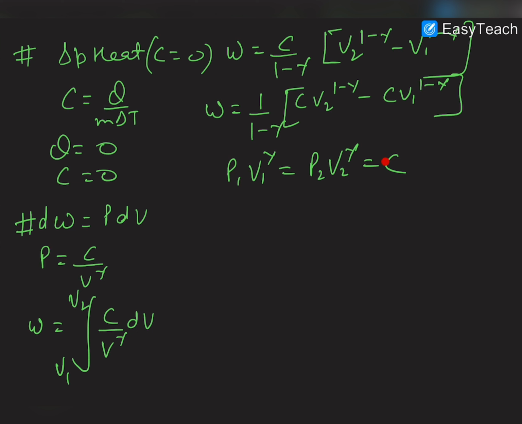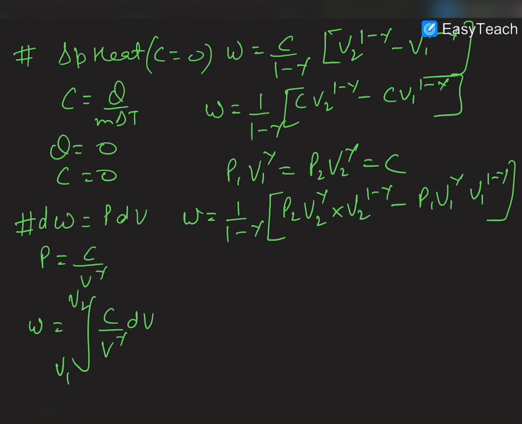But we know that if we are substituting the value of C in this one, we have to substitute V2, this term, and if we are substituting the value of C in this term, then we have to substitute this term. So let us substitute accordingly. So this is 1 upon 1 minus gamma. C will be P2 V2 to the power gamma into V2 to the power 1 minus gamma minus C is P1 V1 to the power gamma into V1 to the power 1 minus gamma. Okay, so if we cancel out V to the power gamma, so work done will be 1 upon 1 minus gamma, and this is P2 V2 minus P1 V1.